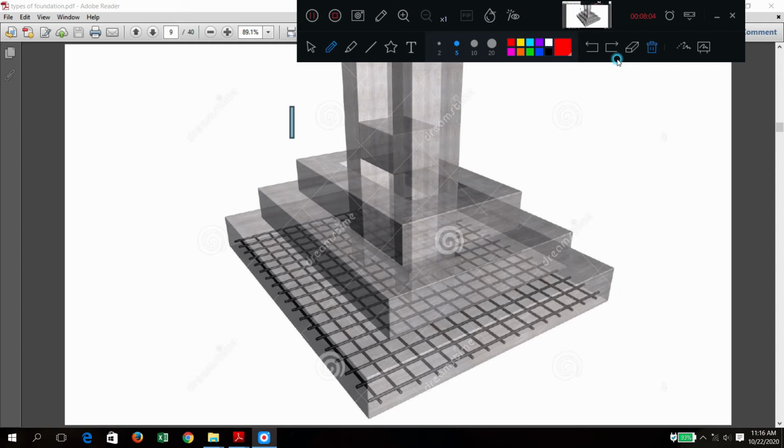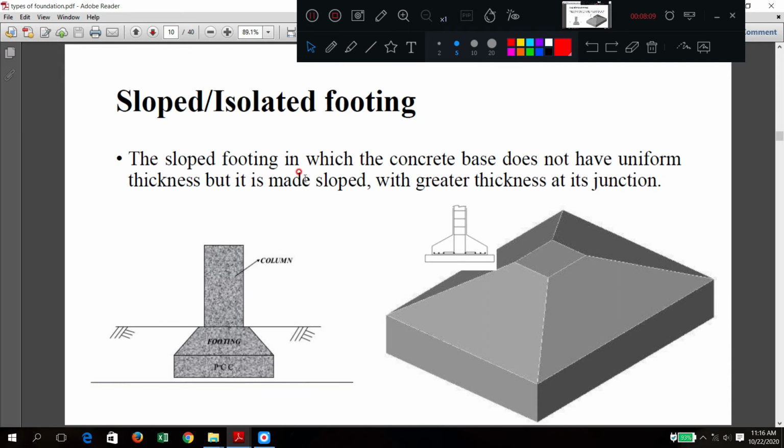Stepped footing. What is the next one? What are we going to see? Sloped footing. In the previous class we have seen it in a diagram also. Here again you can see. Here, what they have done: the bottommost is made a proper rectangle. Later that portion is joined here. It is called sloped isolated footing. Isolated means what? A single footing for a single column.